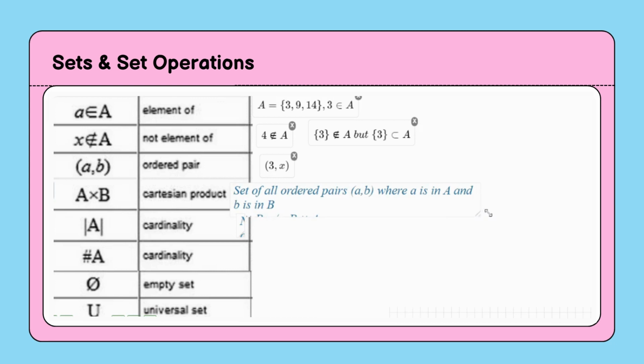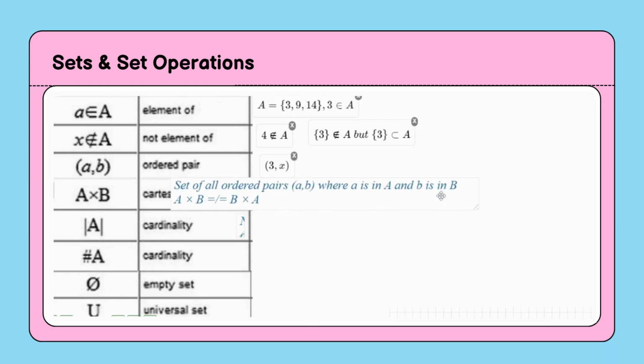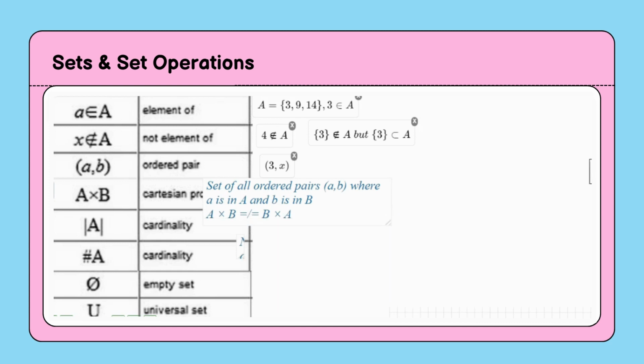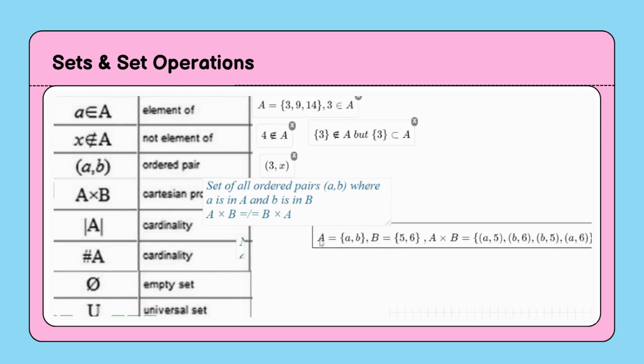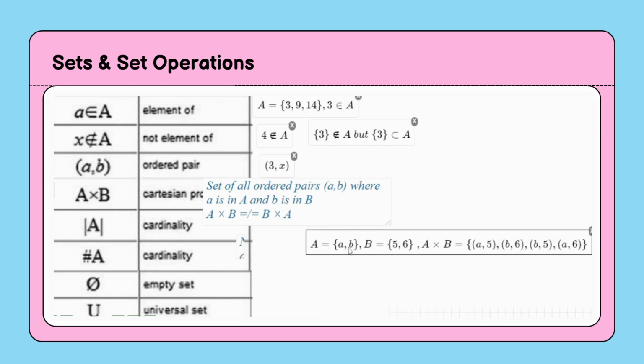An ordered pair is a pair in parentheses, which we'll need here in the Cartesian product. The Cartesian product is a set of all ordered pairs (a, b), where a, the first one, belongs to the first set, here is A, and the second one in the ordered pair belongs to the second set, here is B. Here you can see an example.